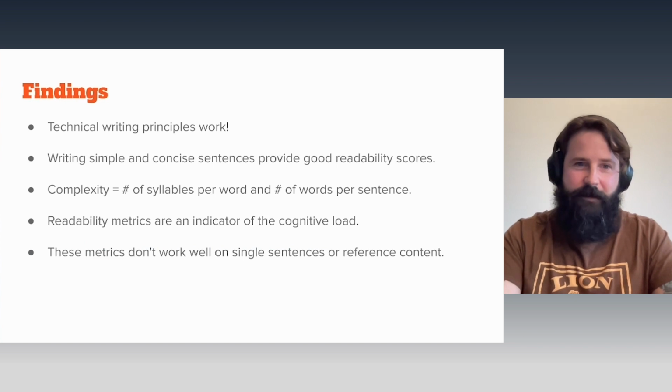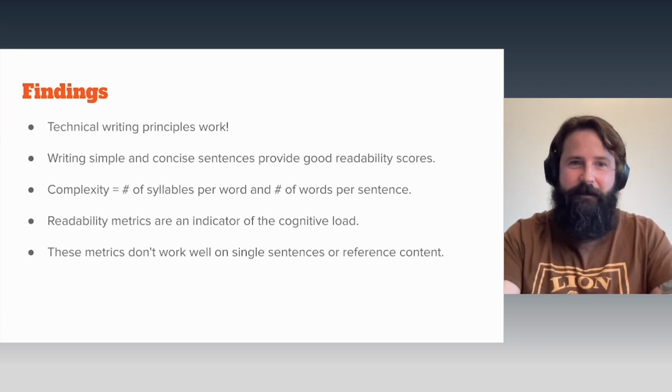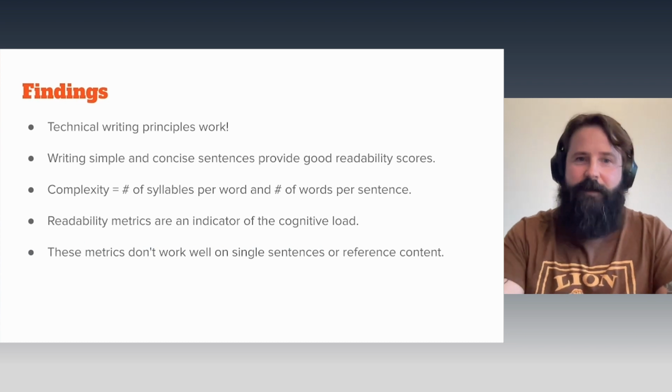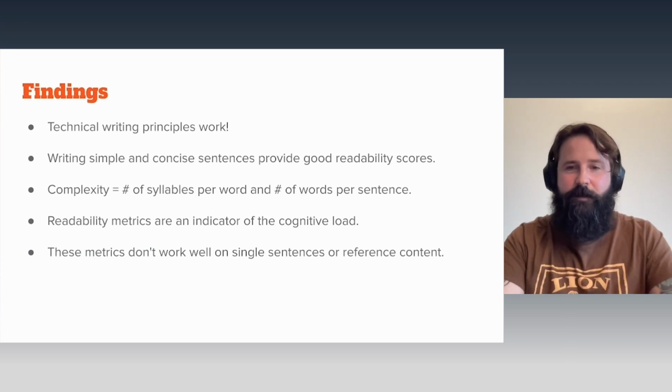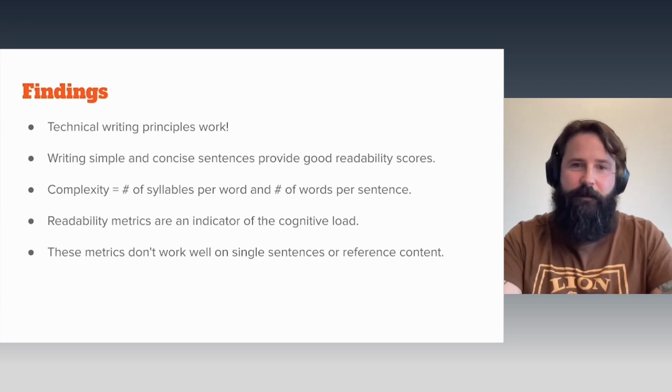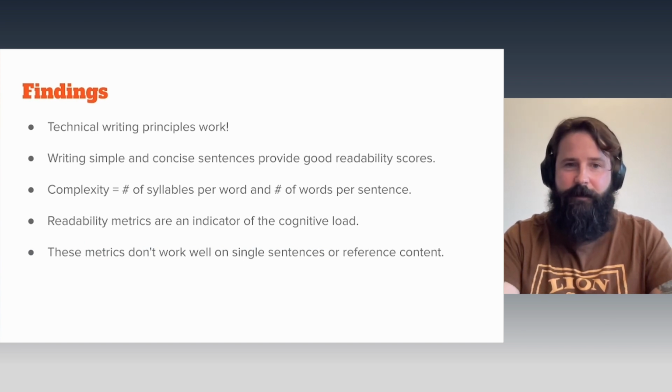So straight out of any good technical writing style guide here. Here's the guidance. Writing simple and concise sentences provide good readability scores. And a rough guide of complexity is the number of syllables per word and the number of words per sentence. So if you can keep the number of syllables low and the number of words per sentence low, you're onto a winner. It's going to be really easy to read and understand.